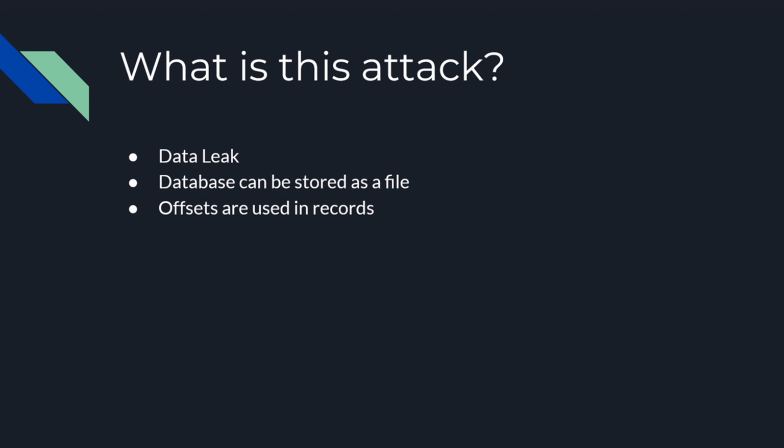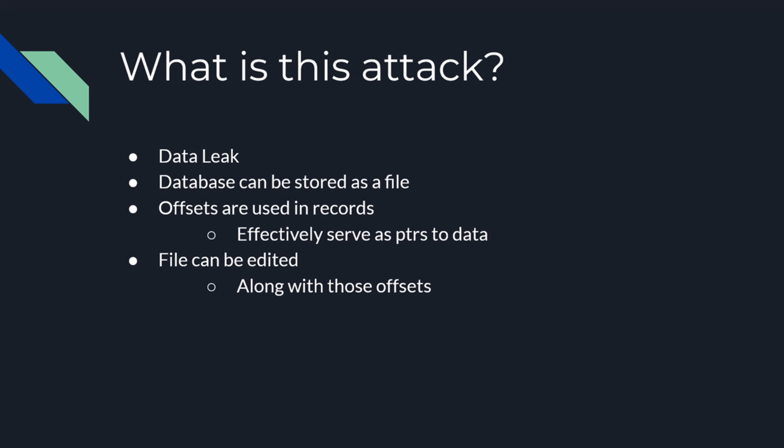And another cool thing about this database model is that offsets are used, and it's sort of like what a pointer would be in C. So let's say you have a record and the third field is a rather large string. Instead of actually storing the large string in the record, it will store the large string somewhere else, and in the record it will store an offset to that string, which is sort of like a pointer. And the thing is, the file where the database actually persists can be edited along with those offsets, and I'm pretty sure we all know where this is going. Changing those offsets can lead to some interesting things.